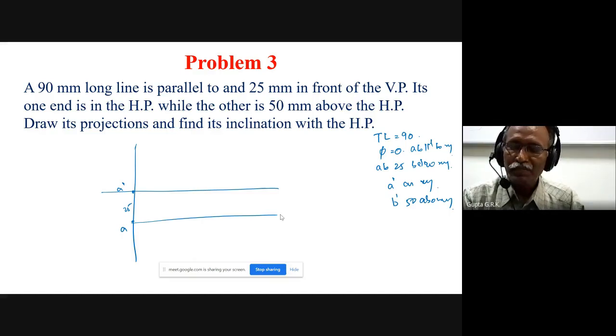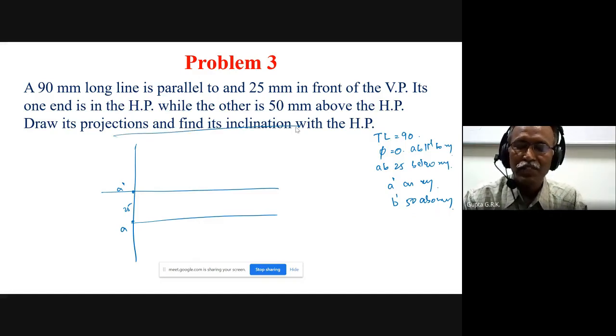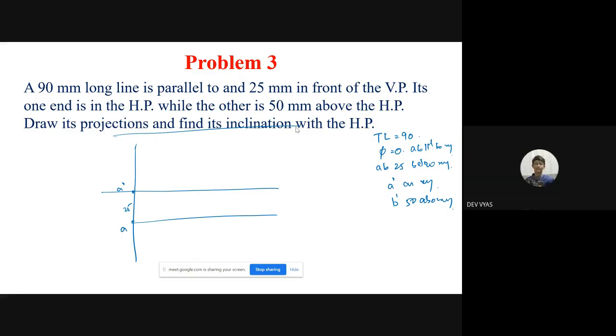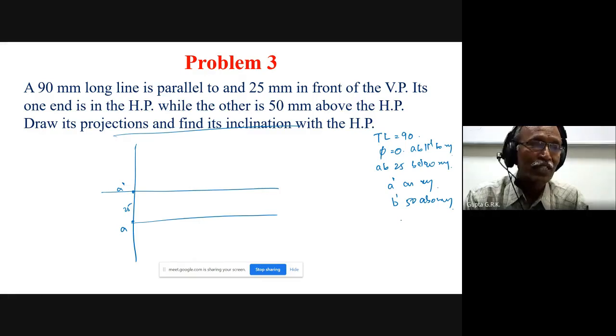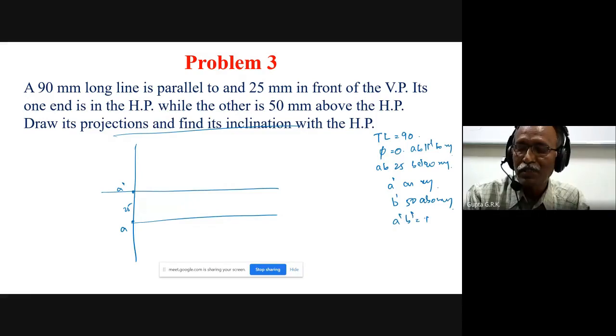And coming to B dash, it is 50 above XY. So I draw a line 50 above. Which should give me true length? Front view. The top view is parallel, so it is shorter. Front view. So A dash B dash is equal to true length.